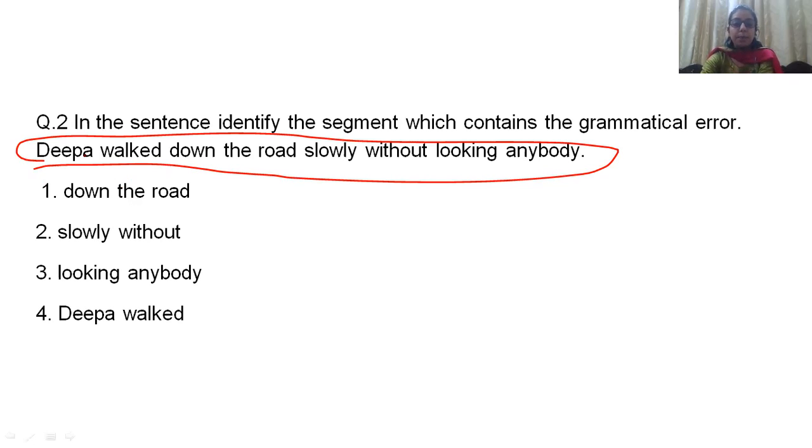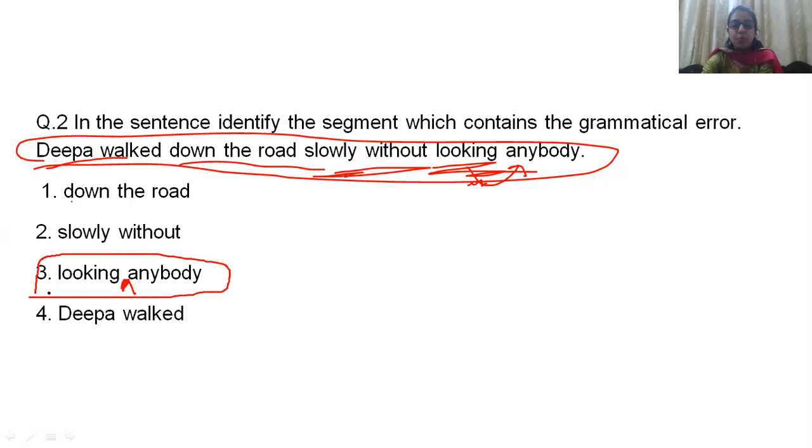Deepa walked down the road, slowly, without looking anybody. Now, Deepa walked is fine. Down the road, completely fine. Article is properly used. Then slowly without looking anybody. Looking anybody seems somewhat missing. A preposition should be here: without looking at anybody or at anyone, like that. So this particular portion seems to be a little incorrect and you have to take it as the correct answer.